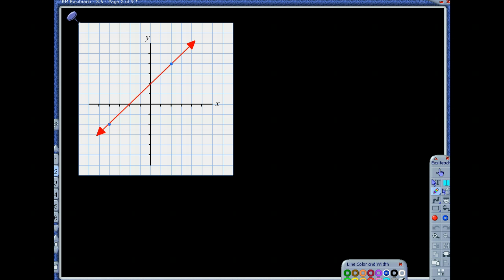These are not the only 2 I could have chosen. But because they're marked, I'm guessing that's probably what your teacher would want you to use. Of course. So let's go ahead and label these points. What do you know about this point up here?